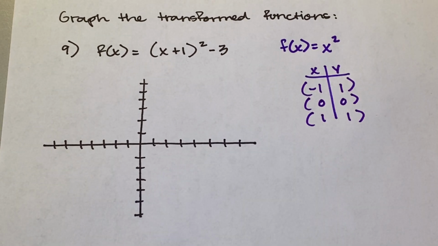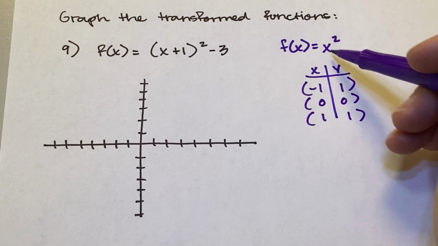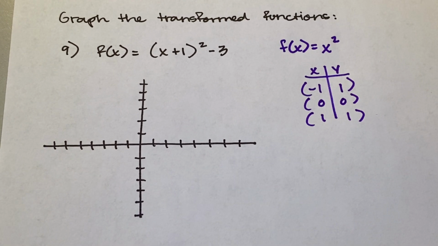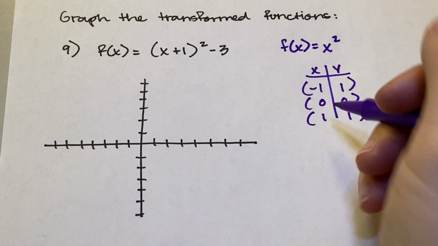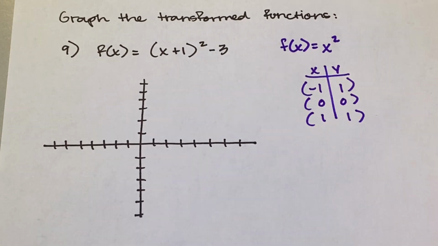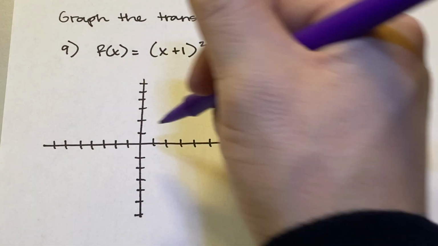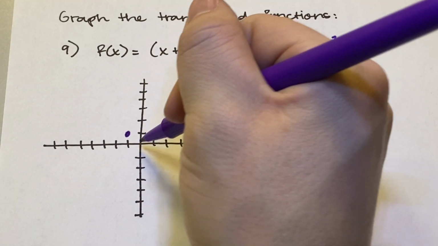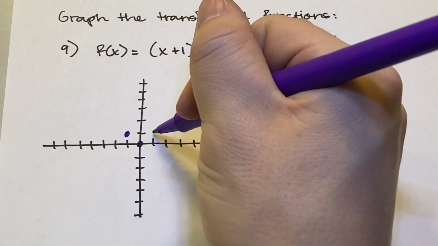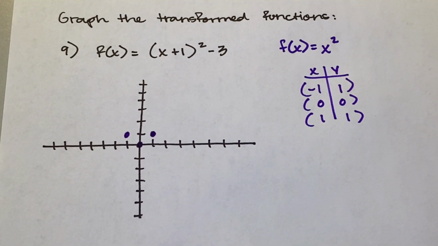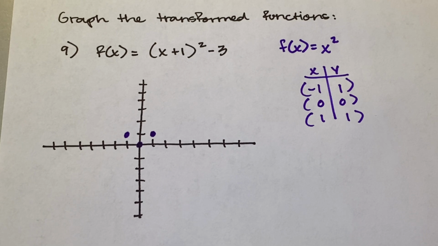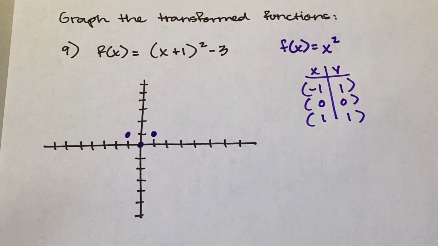Okay, and all we did there was choose numbers to plug in for x and solved and got our y's. So now we can take our parent function points and put them on our graph: -1, +1, 0, 0, +1, +1. But don't connect them yet, because that's not the function it's asking us to actually graph. It's asking us to graph this function.